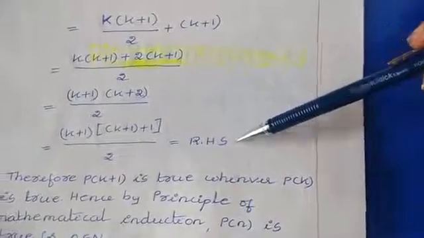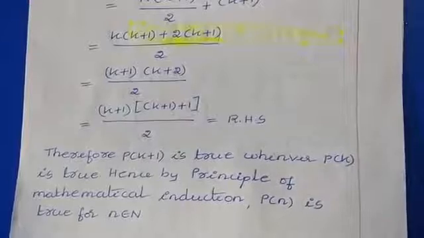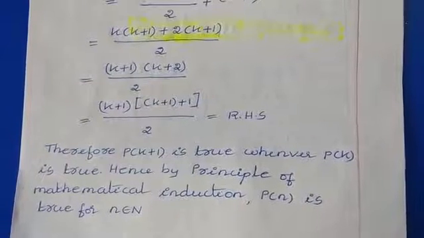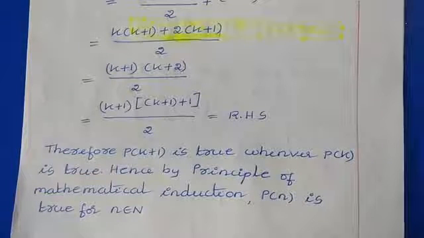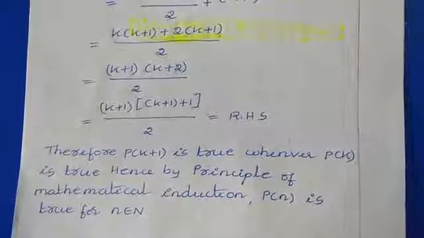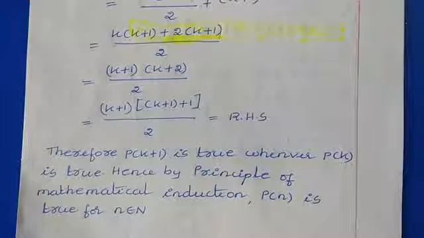That means now we have proved that the statement is also true for P of k plus 1 by using the assumption of P of k. So, hence, by using the principle of mathematical induction, now we can say that the given statement is true for all the values of n, all the set of natural numbers. So, this is the method which you have to follow in principle of mathematical induction.